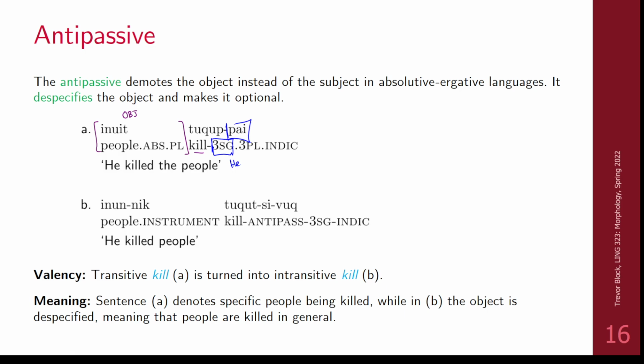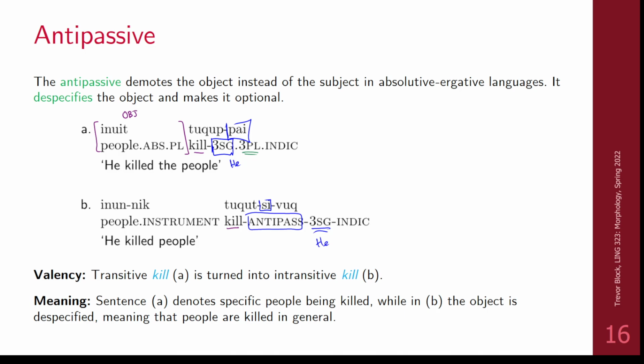Now, in B, it undergoes the antipassive. So we can see kill the verb, and we can see this new antipassive marker. Just try to highlight that like normal. Okay, there we go. So a new antipassive marker on it, and it is no longer inflecting for subject and object like it did in the first line with 3SG, 3PL. It is now only inflecting for subject, which is still he, because that's the third person singular.